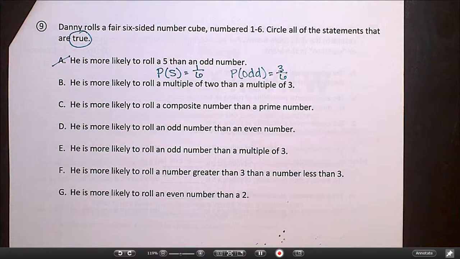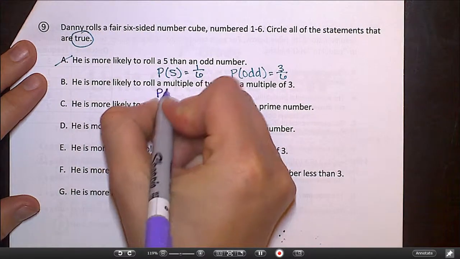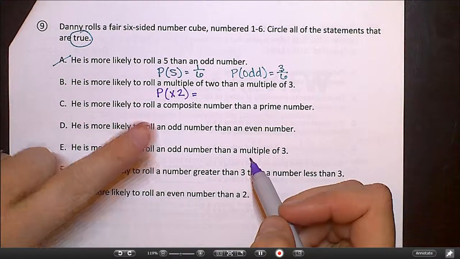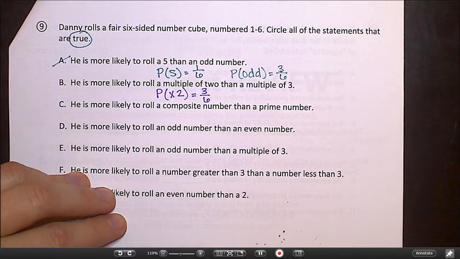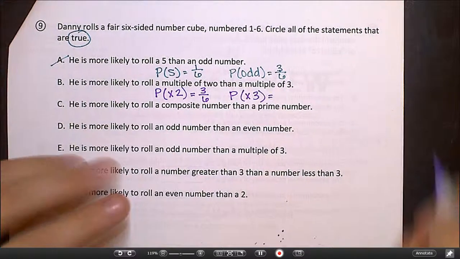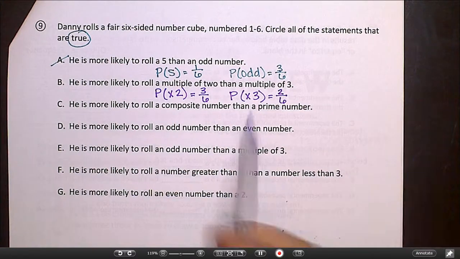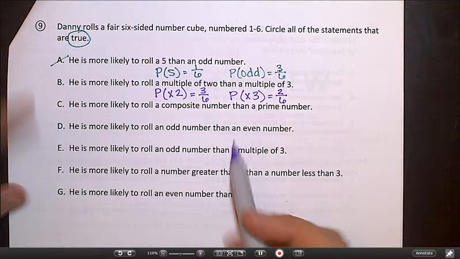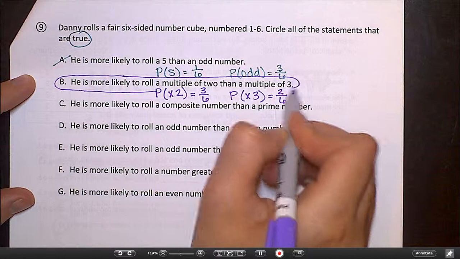Next, he's more likely to roll a multiple of 2 than a multiple of 3. So the probability of a multiple of 2, let's see. A multiple of 2, we've got 2, 4, and 6. So we've got 3 chances out of 6. The probability that it's a multiple of 3, we have 3 and 6. So there's only 2 chances. 3 out of 6 is a better chance, more likely than 2 out of 6. So this one, I'm going to circle. He is more likely to roll a multiple of 2 than a multiple of 3.